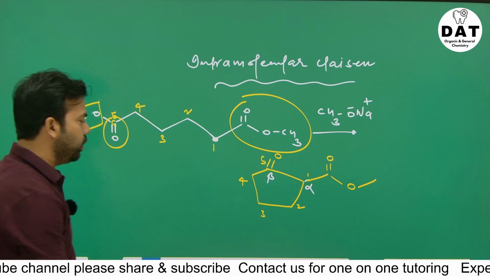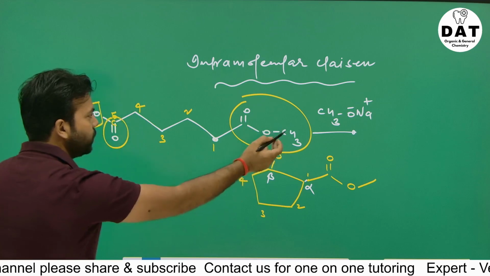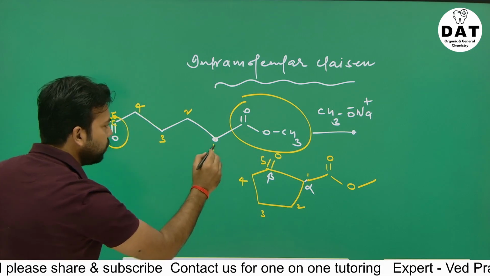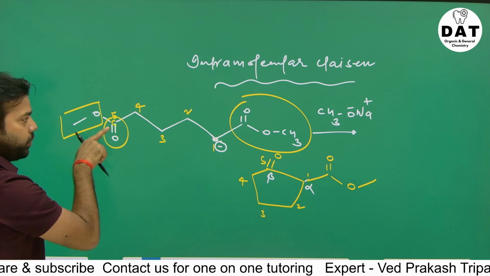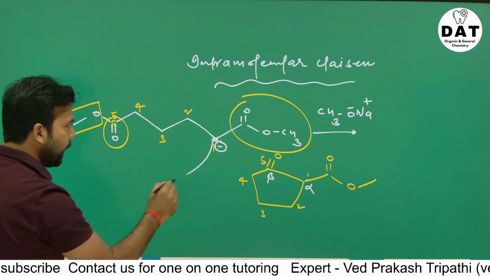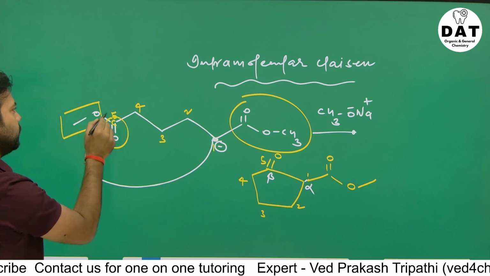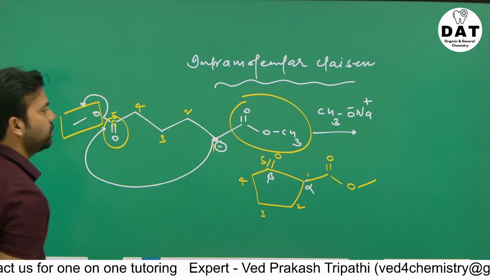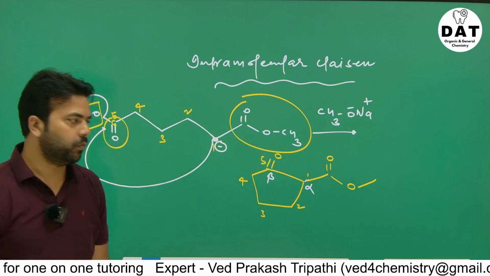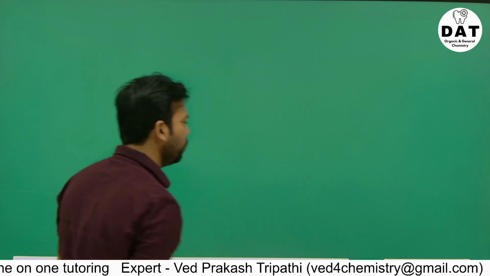If you are going to write the mechanism, what is the first step? The base grabs this alpha hydrogen, so there is a negative charge. So here you have 1 mole of ester, this is a nucleophile, so it attacks this carbonyl, and this group is going to leave. That's why it is not in the ring structure. Makes sense? We have another question, so look at here.